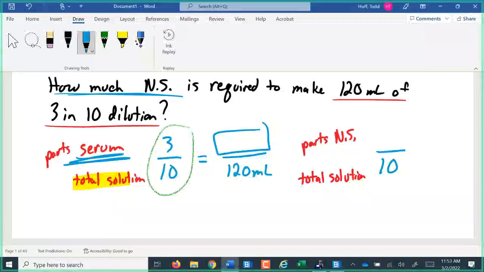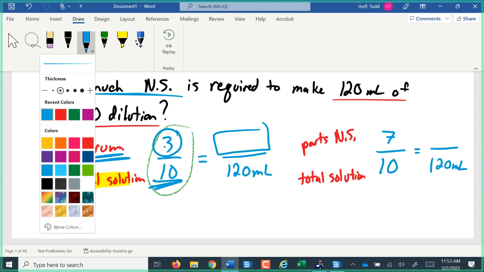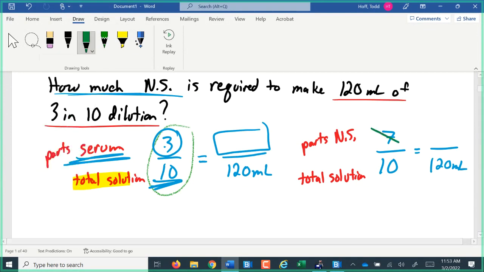So I still have 10 total parts of solution. Of those 10 parts, if 3 parts were serum, 10 minus 3 gives us 7 parts for saline. And over here, we still have 120 milliliters of total solution. Now we'll go ahead and cross multiply and divide. 7 times 120 divided by 10 gives us 84 milliliters. So we would require 84 milliliters of sterile water to mix into that dilution.